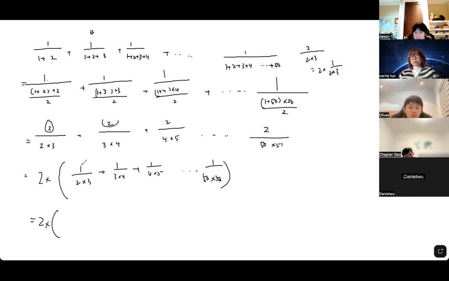Okay, so 2 times out. So 2 times 3 equals what? Equals 1 over 6, right? 1 over 6 actually equals 1 over 2 minus 1 over 3, right? And 1 over 12 equals what? Actually equals 1 over 3 minus 1 over 4. And 1 over 20 equals what? Equals 1 over 4 minus 1 over 5. So all the way to plus 1 over 50 minus 1 over 51.